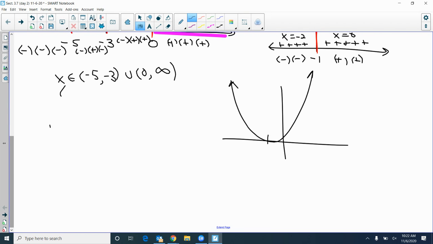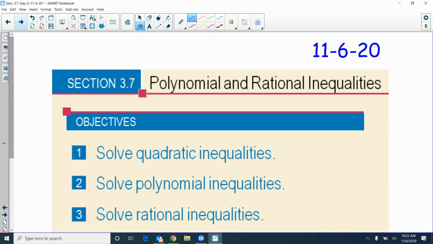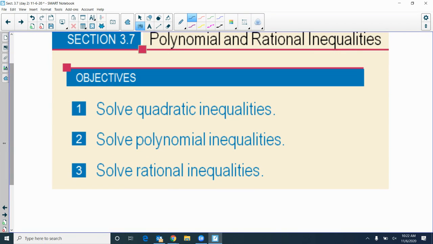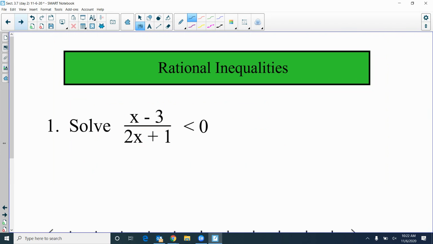All right, we got to go finish up section 1.6, which I call 3.7. Well, we're going to do the rational inequalities. A little bit, I don't know if trickier is the right word, probably a little bit harder. Just got to be careful. But we'll go through a couple of those. All right, copy that down.